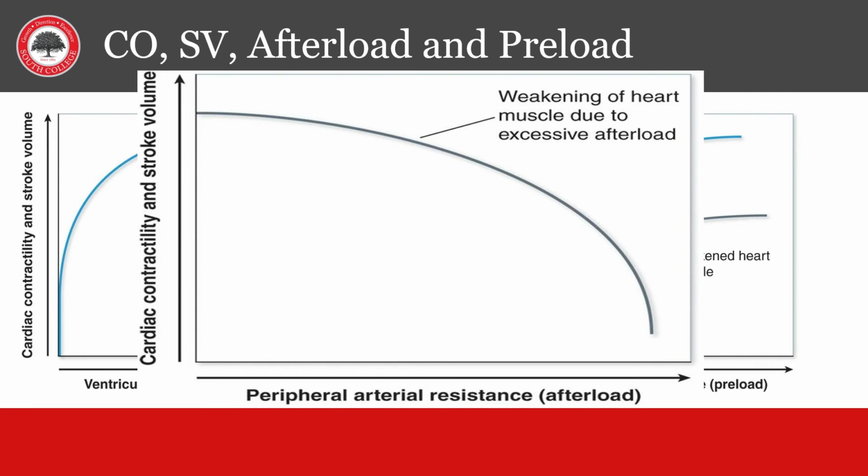Lastly, this graph shows CO and SV will decrease with increasing afterload, or the peripheral vascular resistance. This is true for both left and right ventricles. So increasing preload increases SV and CO to a point, but afterload will decrease CO and SV as it increases. If the heart muscle is damaged, then this increase in CO and SV from increasing preload will be less and much slower.